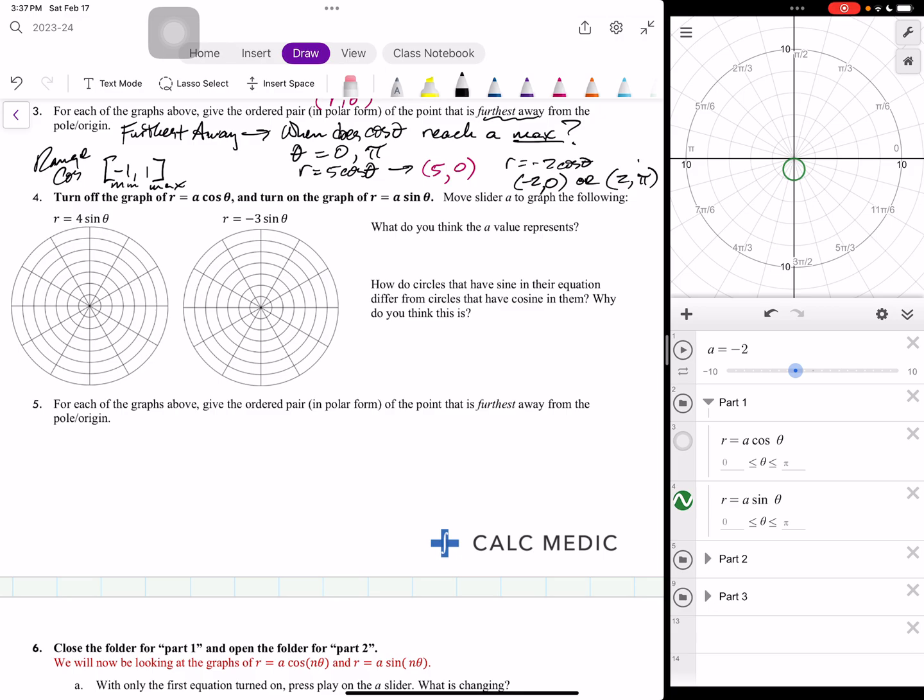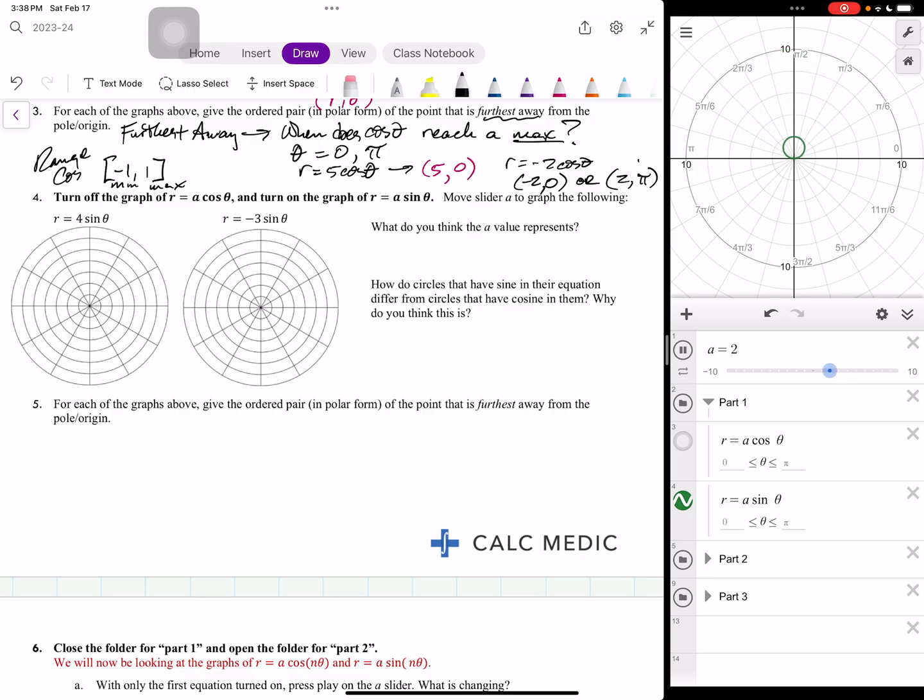And notice the differences here. We're going to do the same basic thing. We want to change the slider. So hit the play button here and watch the a value go from -10 to 10. Now notice that we still have circles here, but these circles are symmetric about the y-axis now. And secondly, when a is negative, it's below the x-axis, and when a is positive, it's above the x-axis.